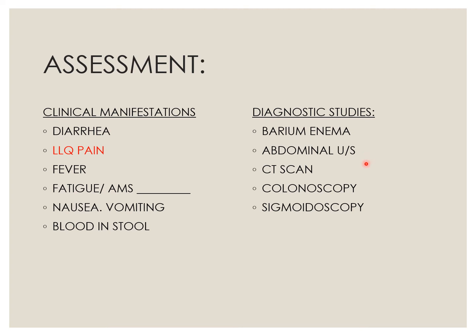A sigmoidoscopy can be done with an awake patient because the scope only goes up maybe 6 or 7 inches, but not so much with a colonoscopy. For that one, a person has to go to sleep. We do these to take a better look at the problem and to rule out a tumor, which is always a possibility because a tumor can mimic diverticulitis symptoms.